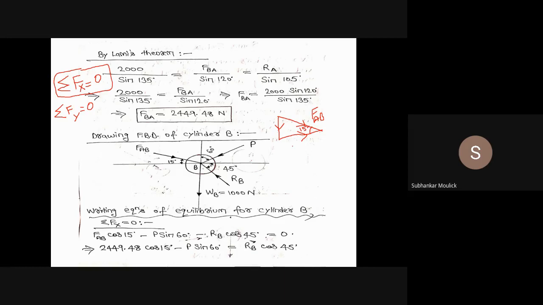If this is the case, can you tell me what is the value of this horizontal component of FAB? Horizontal component of FAB is FAB cos 15. So this will be FAB cos 15, and this vertical component will be FAB sin 15.